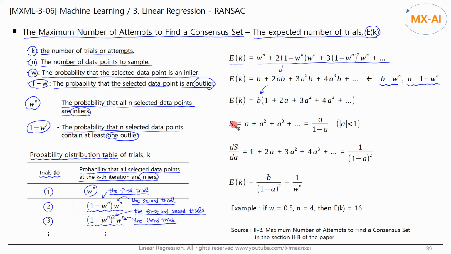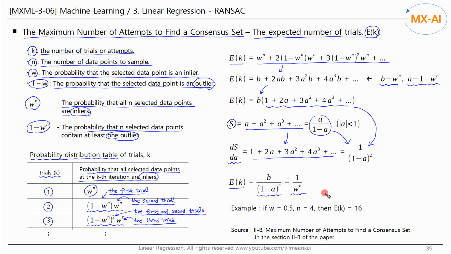And let's define s as the expression on the right-hand side. The result of this expression is like this. Differentiating the above equation with respect to a, we get the following equation. And the right-hand side becomes as follows. Then this part of the third equation becomes like this. Therefore, the expected value of k can be written as follows.